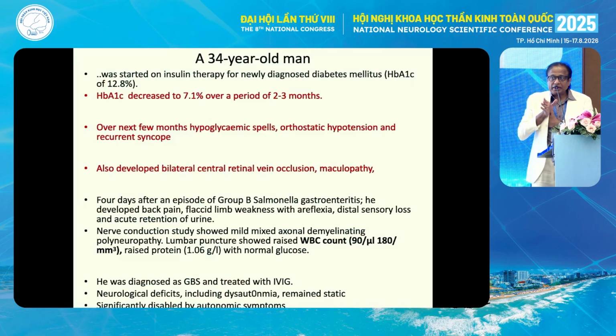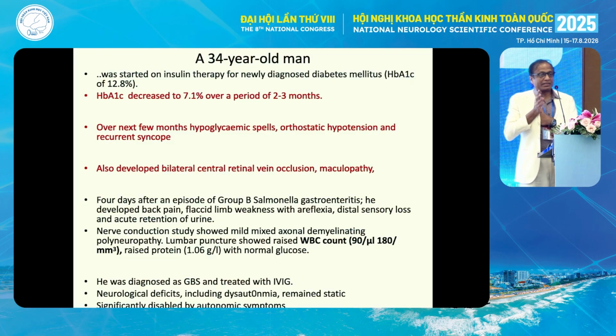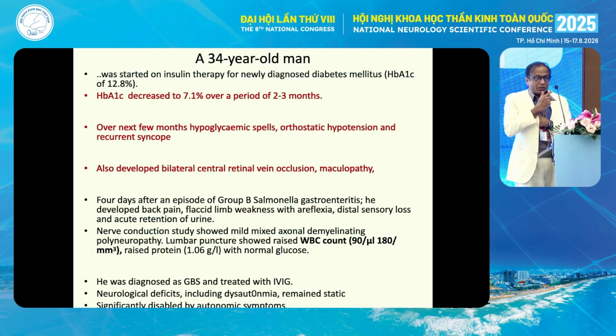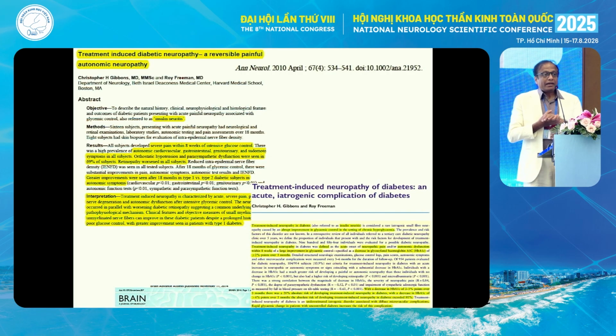During this period, he developed acute autonomic symptoms. One of his autonomic symptoms was actually the diarrhea, which initially we thought was an infective diarrhea, but actually it wasn't. It was nocturnal diarrhea from autonomic symptoms. So he did not have Guillain-Barré syndrome. He actually had treatment-induced neuropathy of diabetes. In the old literature, we used to call it insulin neuritis. This is typically seen in insulin-dependent patients, but it can also be seen in patients on oral hypoglycemic agents.